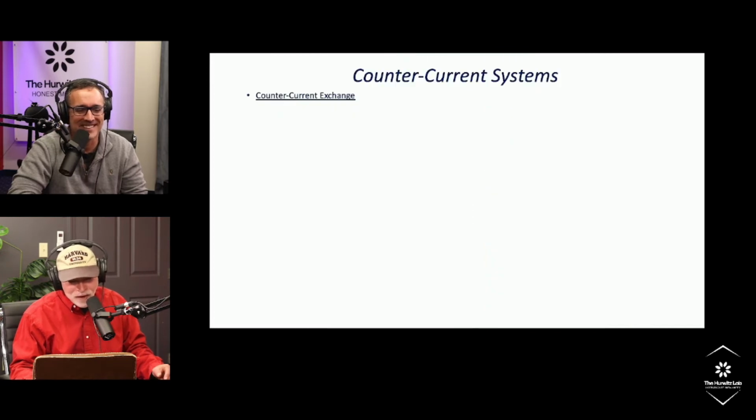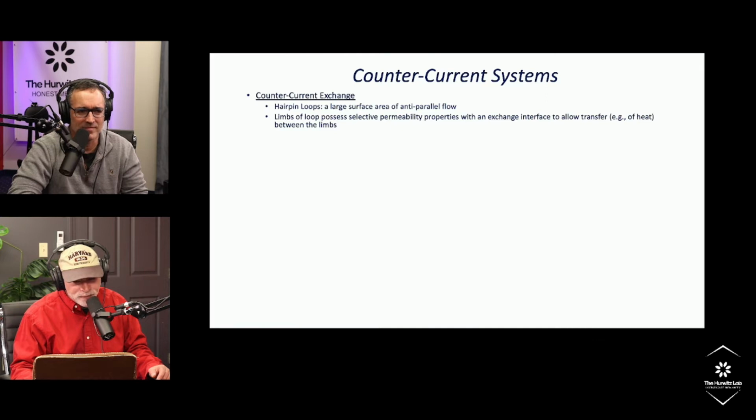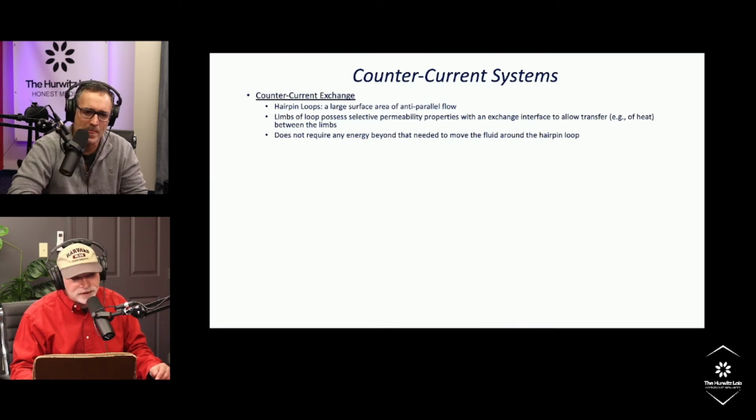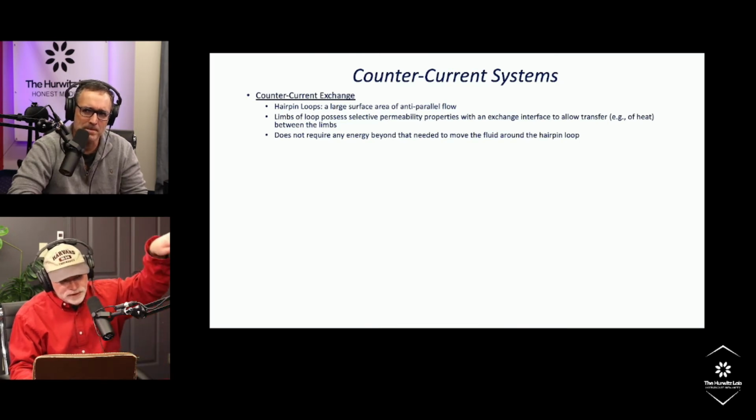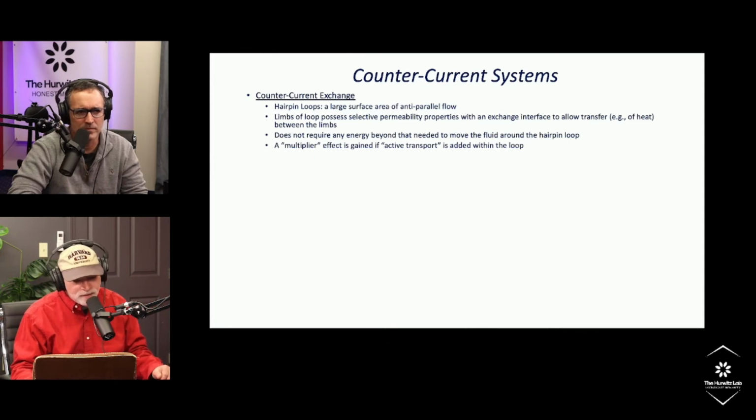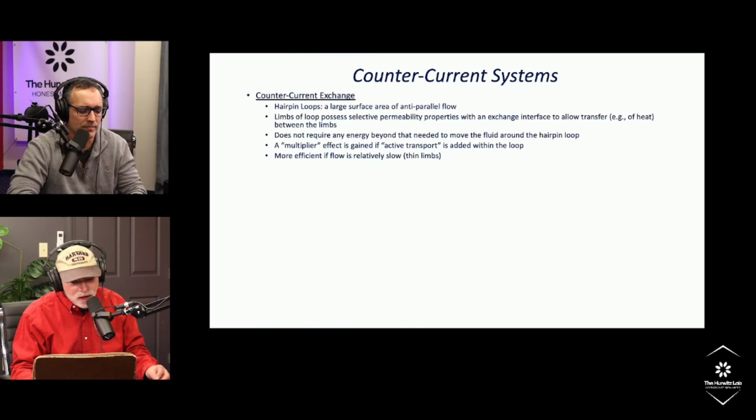Okay, so countercurrent systems, we'll come back to this now because both of them are operating in the kidney. The hairpin loops provide a large surface area for antiparallel flow. The selective permeability processes allow the transfer, and this does not require energy. So countercurrent exchange does not require energy other than whatever it takes to get the fluid to flow in the first place. Right. And then the multiplier effect is gained if on the distal part, like we talked about, of countercurrent exchange, you add active transport. And then it's more efficient if the flow is relatively slow.